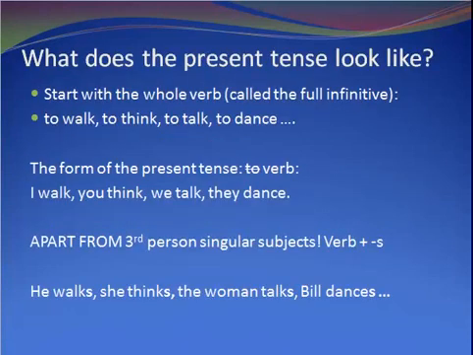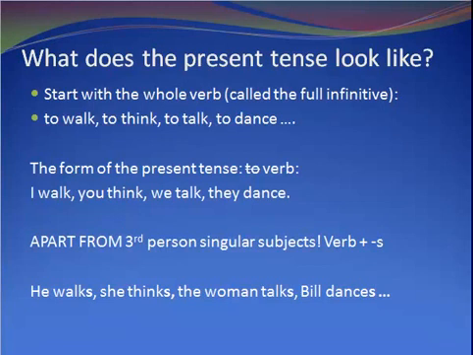Okay, well, what does the present tense look like? Well, to find what it looks like, start with the whole verb, that's called the full infinitive, so something like to walk, to think, to talk, to dance. And the form of the present tense is really simple, you just have the verb without that to. So you get I walk, you think, we talk, they dance.